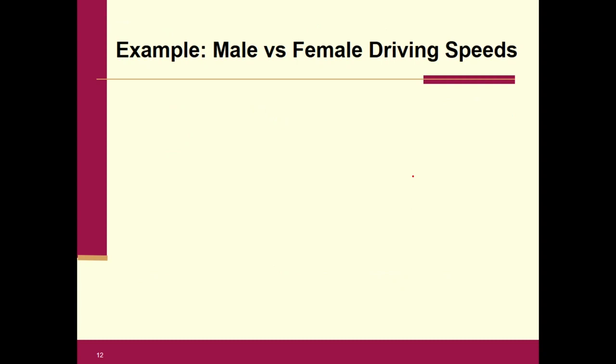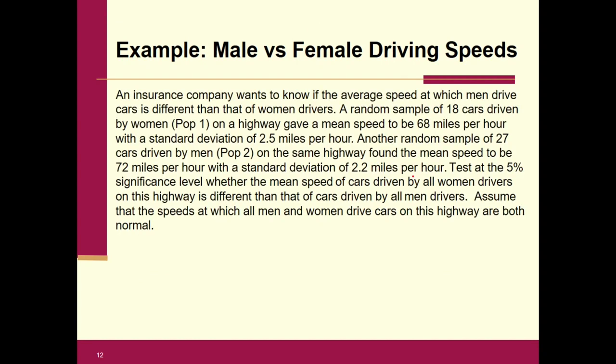Male versus female driving speeds. Ooh, now people get all bummed out by all this wording here, and don't. We're gonna break it down sentence by sentence here. An insurance company wants to know if the average speed at which men drive cars is different than that of women drivers. So a random sample of 18 cars driven by women, so we're making women population 1, on a highway gave a mean speed of 68 miles per hour with the standard deviation 2.5.